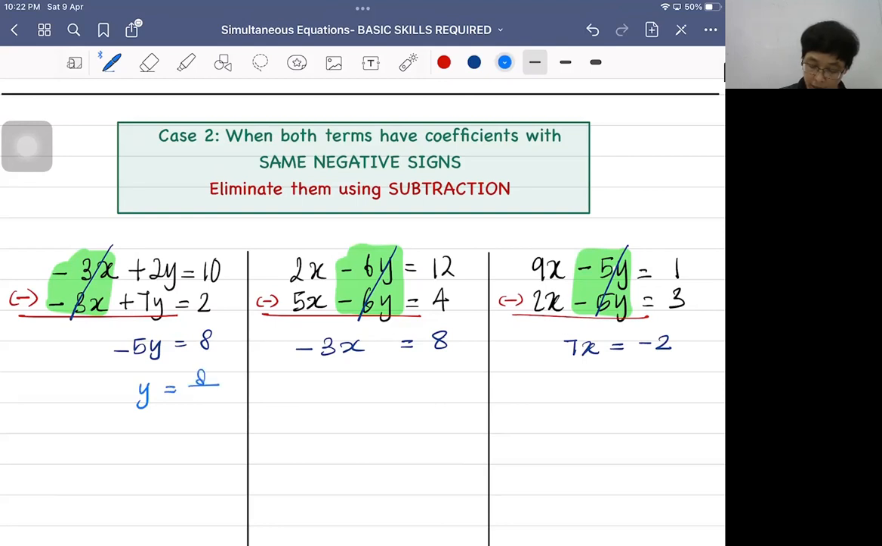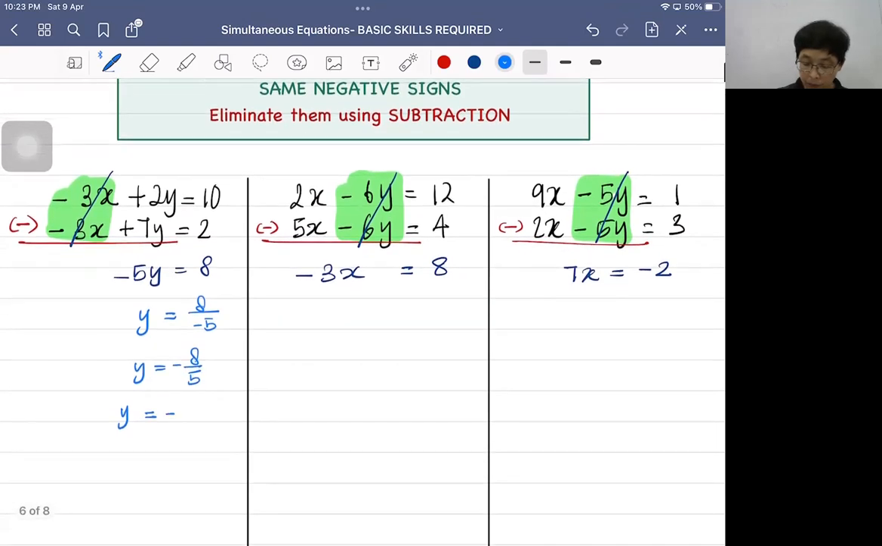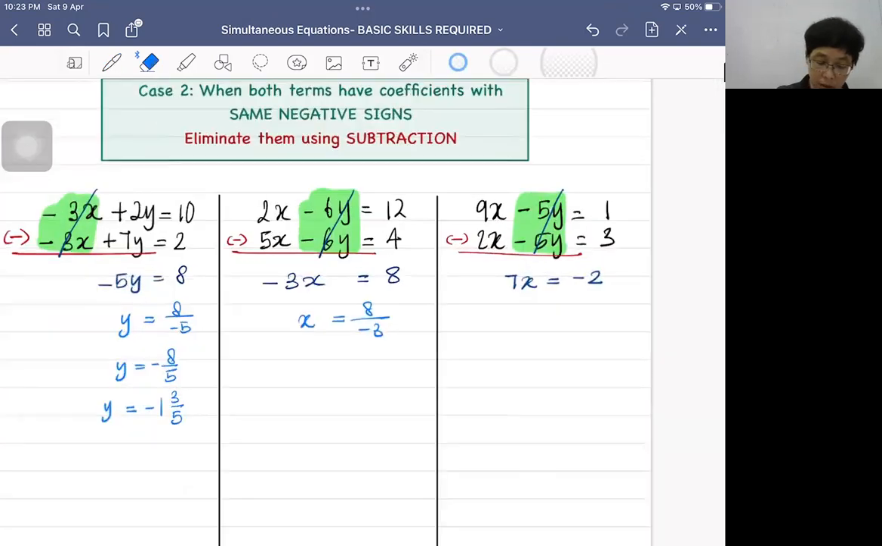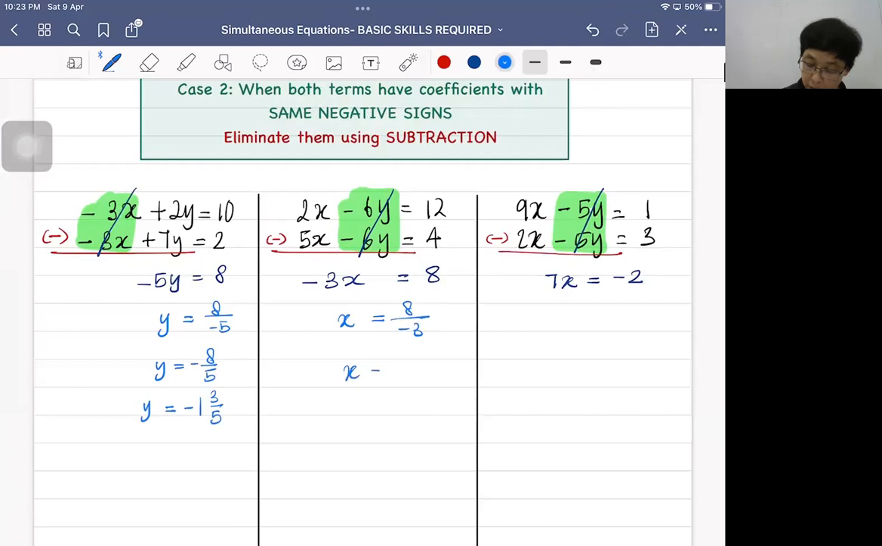So 8 divided by minus 5, therefore 8 over 5. And you can make that into a mixed number, 1 and 3 over 5. And then here you can go on to solve this as 8 divided by minus 3. Oops, sorry. Okay, let me zoom in again. So x equals to minus 8 over 3.